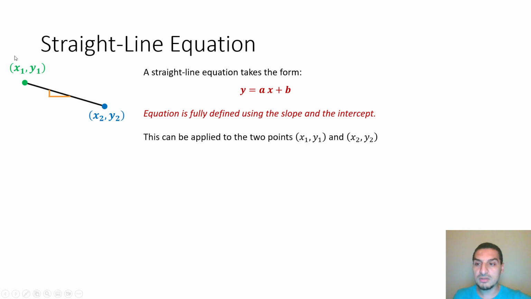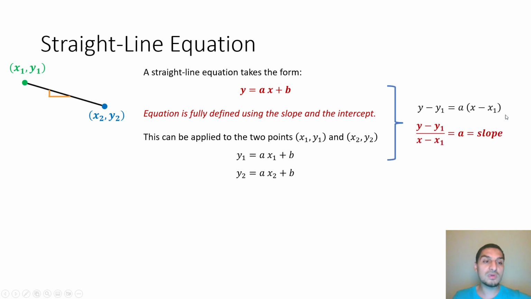Let's say I substitute with x1, y1 and x2, y2 in this equation. Then we will have these two equations: y1 equals a x1 plus b and y2 equals a x2 plus b. We can combine the first two equations, this and this, to subtract and get y minus y1 equals a multiplied by x minus x1. And then we can rewrite the equation in the form of slope equals delta y over delta x. This is one other way of representing a straight line equation.